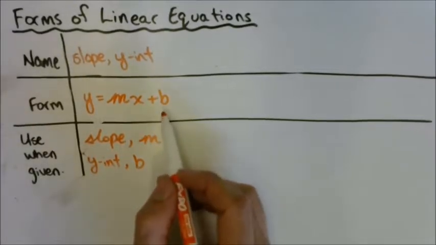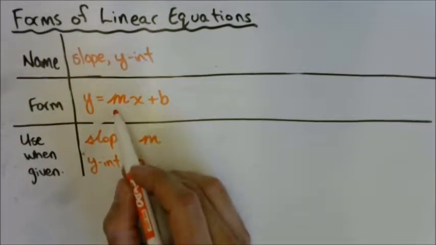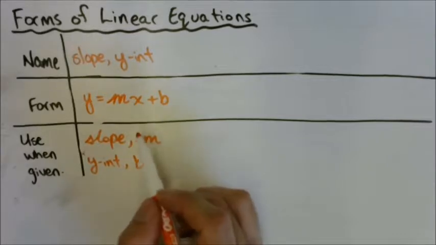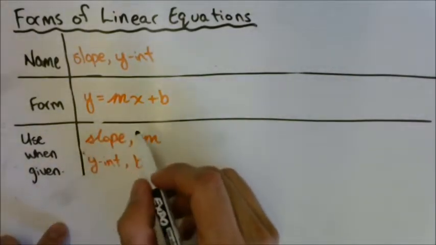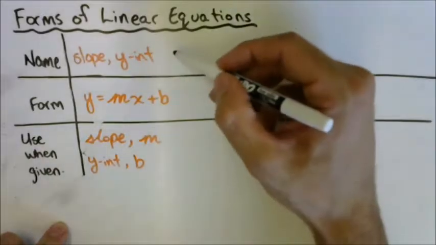Now, if we're not given the y-intercept or we're not given the slope, there are strategies that we've learned in past lessons that we can use to find these things and then express our equation of a line in the form y equals mx plus b, in slope-y-intercept form.